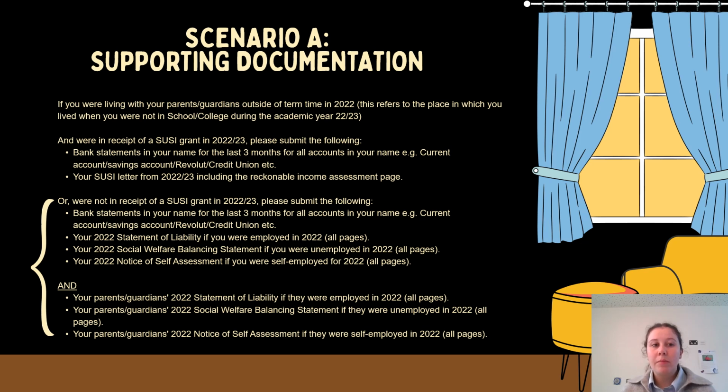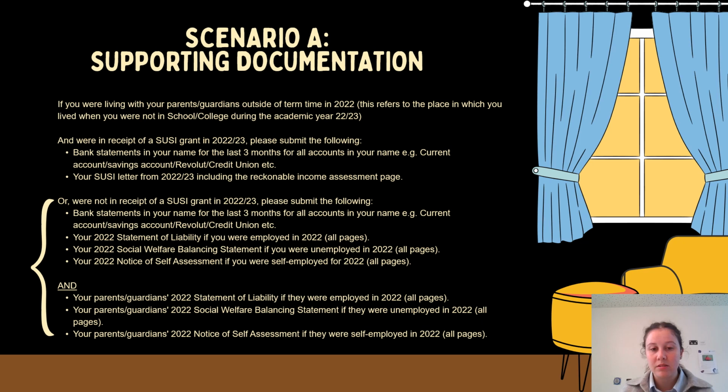So I'm going to talk about two scenarios here to give you an idea of what supporting documentation I need from you. So scenario A, and this is on our website if you need it. Scenario A is if you're living with your parents or guardians outside of term time in 2022. So some students during term time will have student accommodation somewhere in Dublin, or maybe they've lived on campus in 2022, whatever the case may be. Your home address relates to where you live outside of term time. So if that's with your parents, and that was with your parents in 2022, this is the scenario for you.